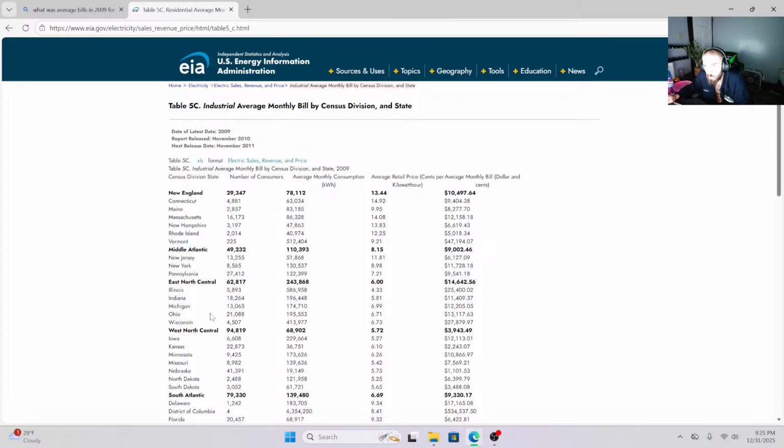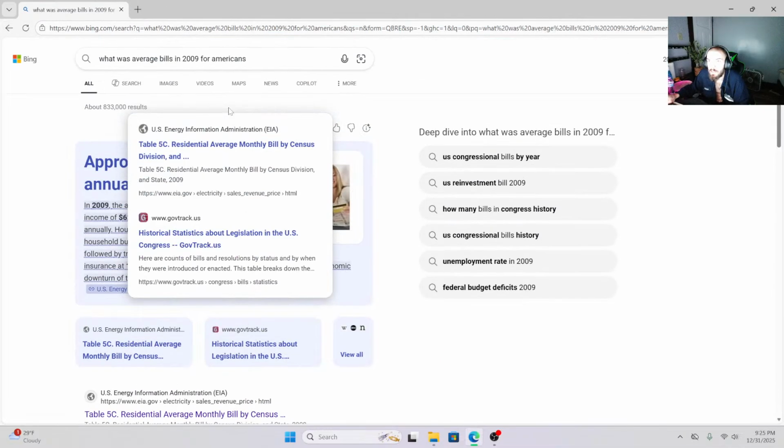We'll just go with what I'm familiar with. Oh, this is kilowatt hours. Well, let's look into it. So, Ohio 21,000. Let's say it's 13,117. This is how much it costs on average, just for the bill. So we got 13,117. Okay, now let's go back.